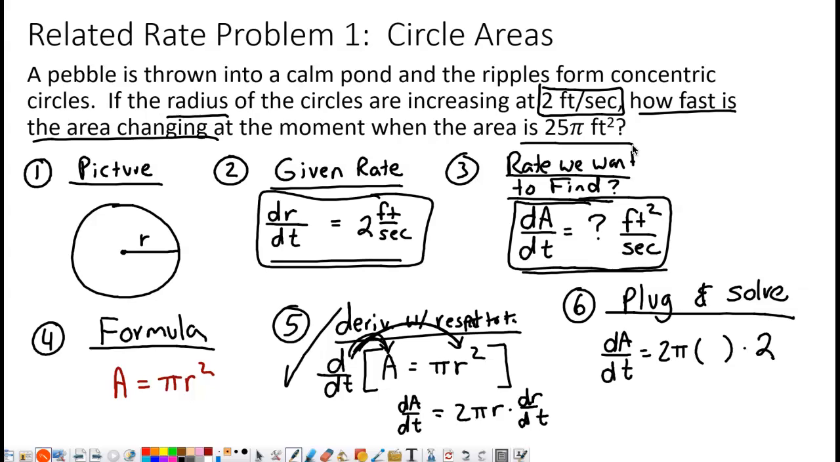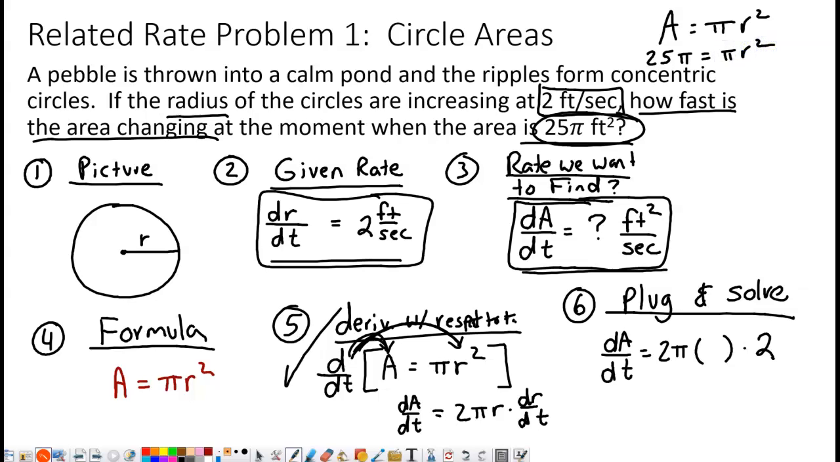Okay, so since the radius is constantly changing, the area and its rate of change is also constantly changing. And so the rate of change of A with respect to t depends on what the radius is at any given point in time. And what point in time are we really worried about? I want to look at the point in time when the area is 25 pi. So if you have a circle whose area is 25 pi, what would the radius be at that point?